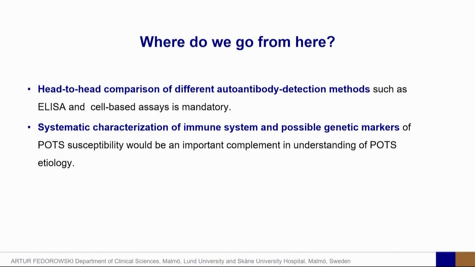Second point, we have to look at the immune system. What's wrong with the immune system? What part of the system does not work properly? And try to repair it. And try to understand whether there is some genetic susceptibility, so that we can find who is susceptible to POTS, maybe to find a way to prevent immunological stimulation, immune triggers like some vaccinations. Probably some people may be very sensitive to this process as well.